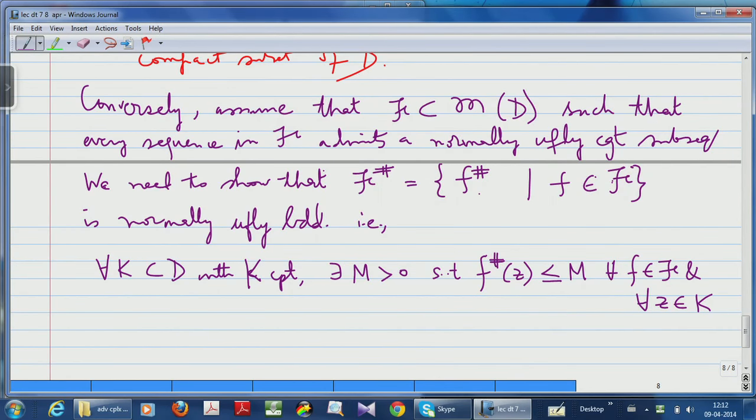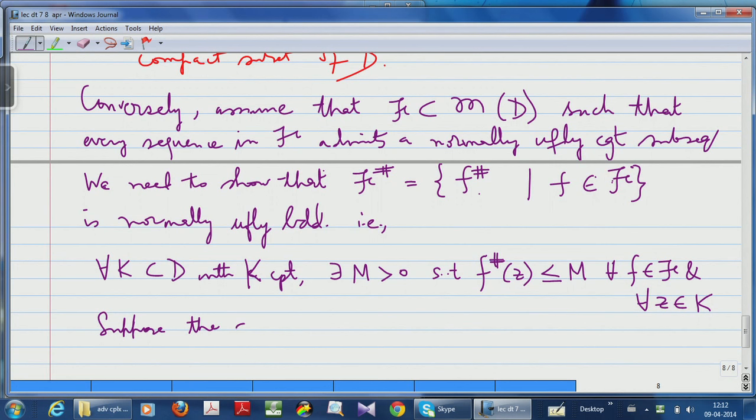So what we have to show is this condition. And we will prove it by contradiction. We will assume this condition does not hold, and we will contradict the fact that you have normality of the family, namely that every sequence in the family admits a subsequence which converges uniformly on compact sets. So we'll show a counterexample to that. Okay. So suppose the above does not hold. So this is proof by contradiction.